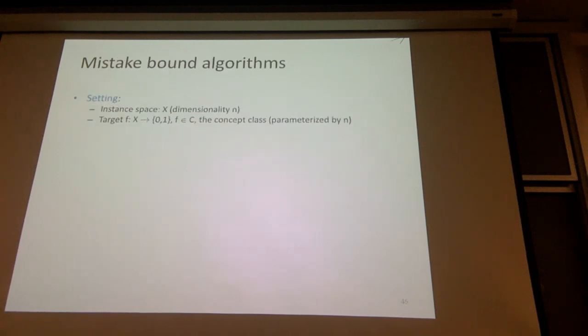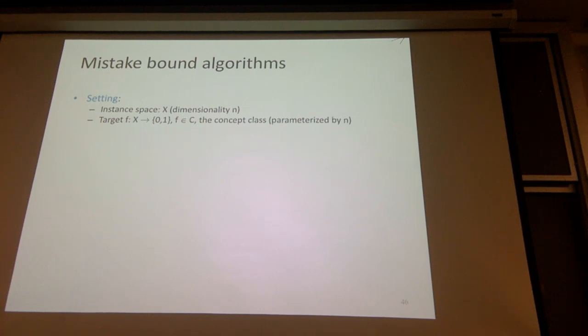Okay, so let's set up mistake model learning. Let's say that we have an instance space. As always, we are calling the instance space X, capital X. And let's say that the instances are n-dimensional examples. However you define the dimensionality, it could be Boolean or real or whatever.